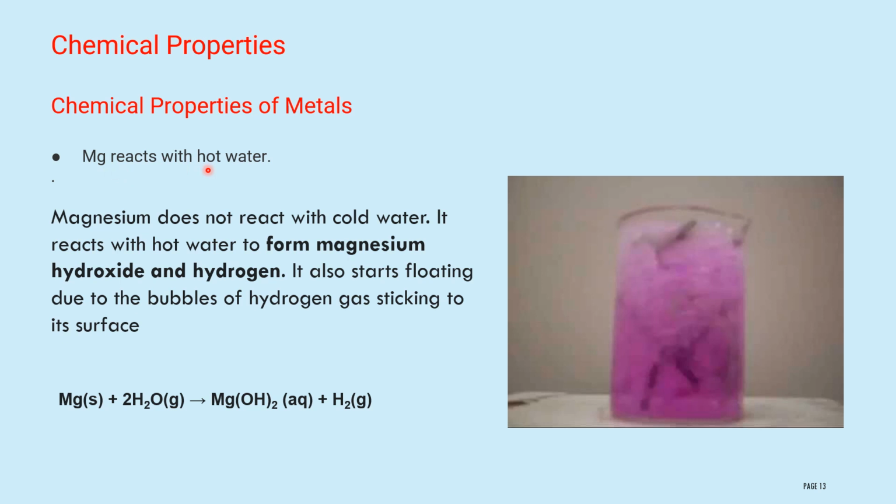Reaction of magnesium with hot water. Magnesium does not react with cold water. It reacts with hot water to form magnesium hydroxide and hydrogen. Almost all the metals react with water. They will give their respective hydroxide. Here also magnesium reacts with hot water. You will get magnesium hydroxide with the liberation of hydrogen gas.